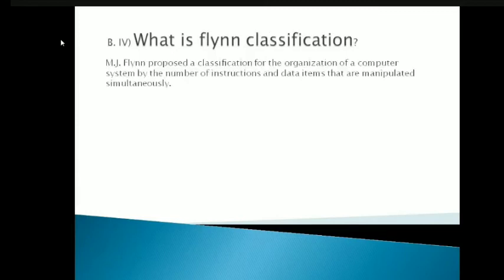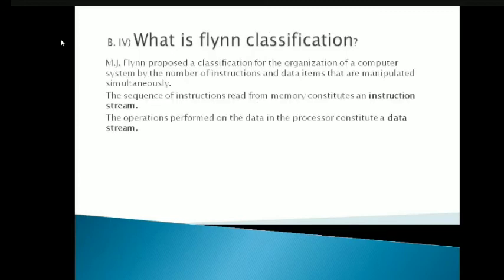Next, what is Flynn classification? M.J. Flynn proposed a classification for the organization of computer systems by the number of instruction and data items that are manipulated simultaneously. The sequence of instructions read from memory constitutes the instruction stream, and the operations performed on the data in the processor constitute the data stream.